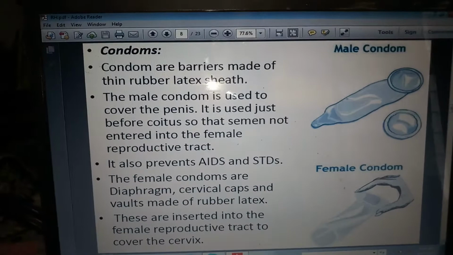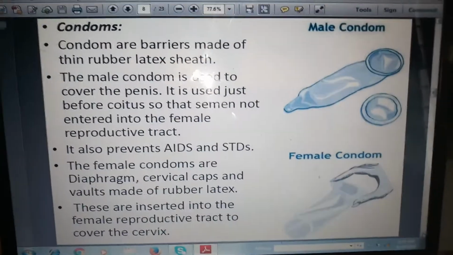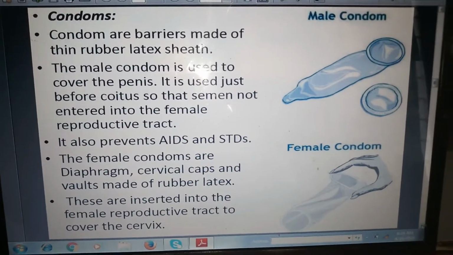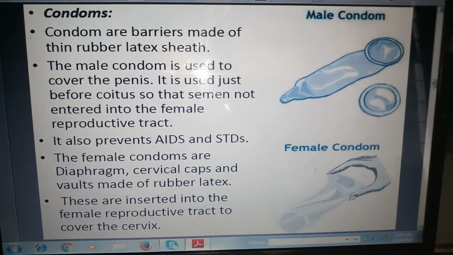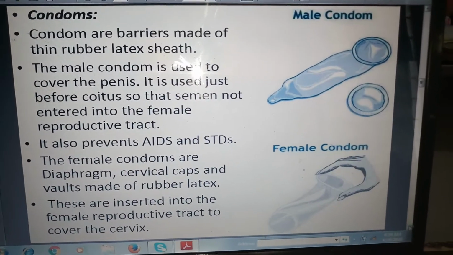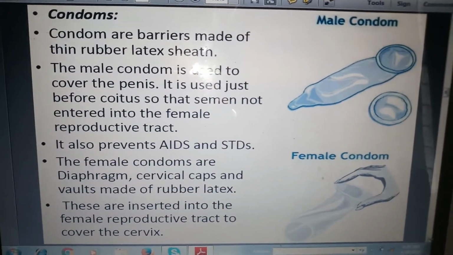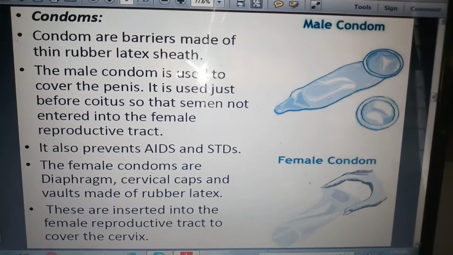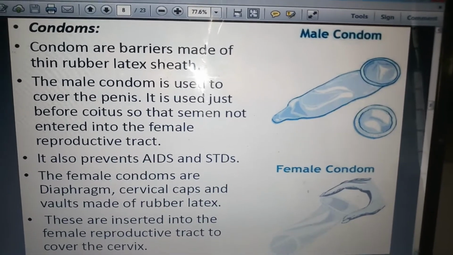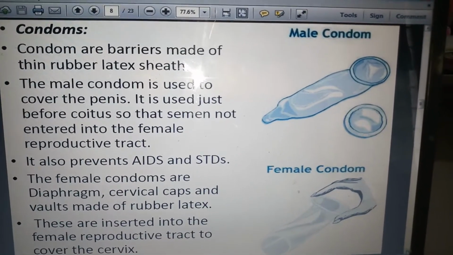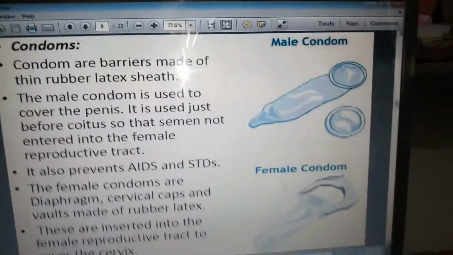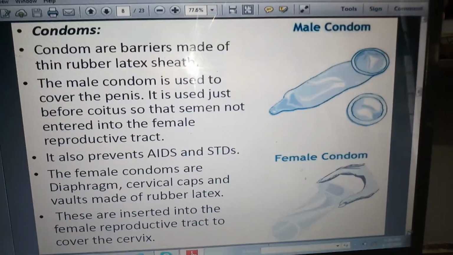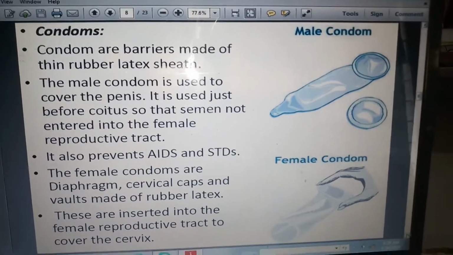So we'll continue with the examples you can see here. We are learning about the physical barriers of contraception. Here you can see the condoms. Condoms are barriers made of thin rubber latex sheets. In the figure you can see a male condom, and a female condom is shown here.